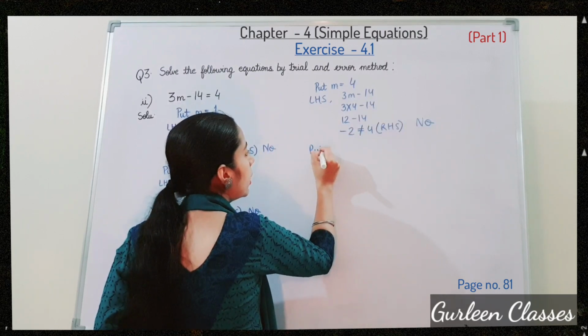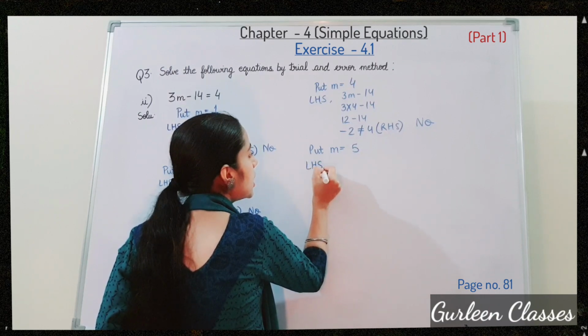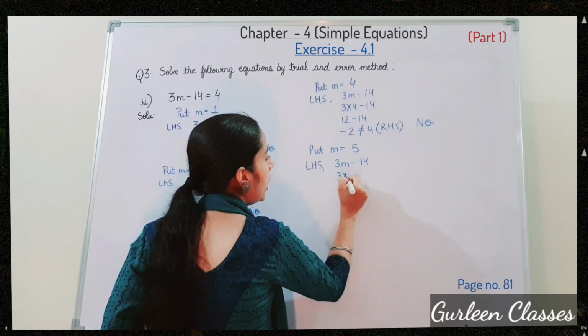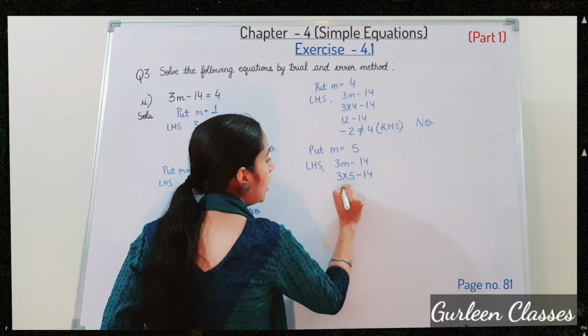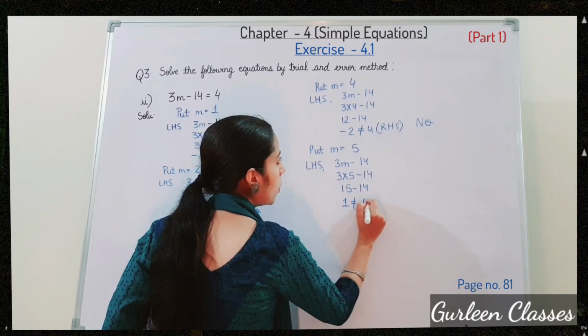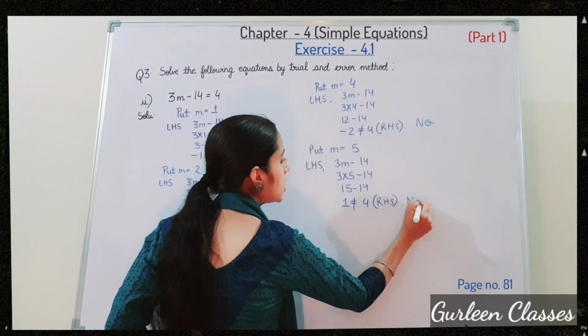Now again put m is equal to 5. What is your LHS? 3m minus 14. 3 into 5 minus 14. 15 minus 14, that is 1. And 1 is not equal to 4. That is your RHS. So again the answer is no.